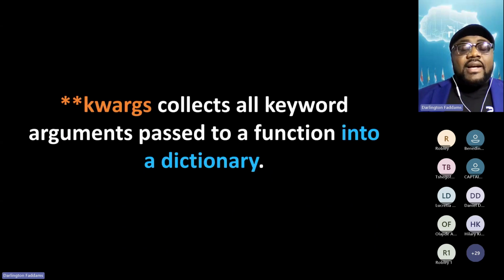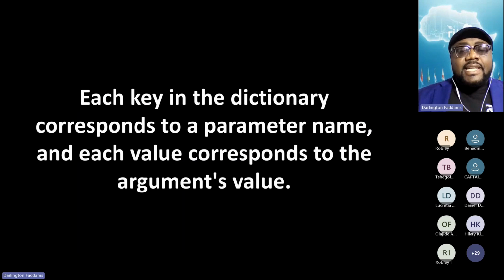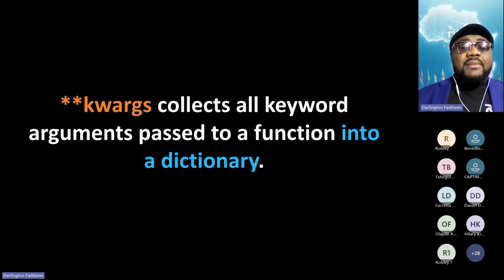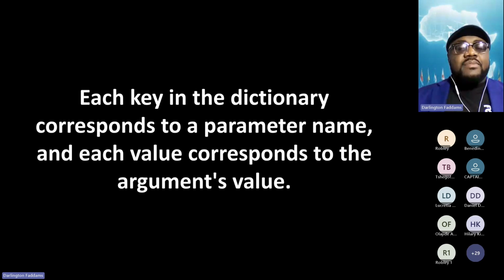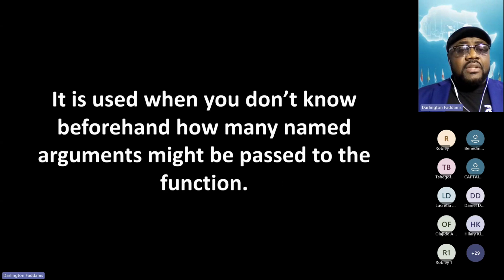And we use the double star kwargs the same way we use the star args, but this time it is meant specifically for the keyword arguments. So each key in the dictionary, and what we mean by dictionary is that when we collect the keyword arguments, we store it in a dictionary. Python automatically stores it in a dictionary. And then the key in the dictionary corresponds to the parameter name, and the value corresponds to the argument value. This is used when we don't know beforehand how many named arguments might be passed to a function.